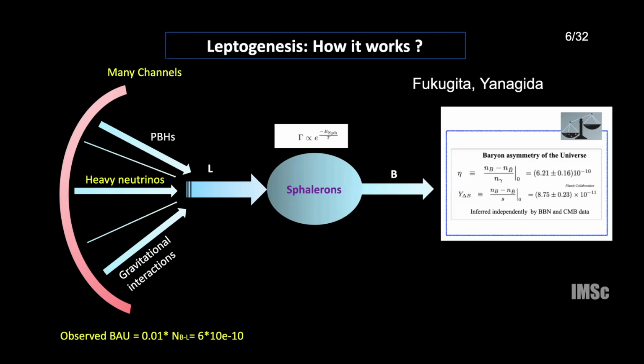The equations I can't read. Sorry about this. This one is basically baryon to antibaryon numbers normalized to. Okay, sorry.